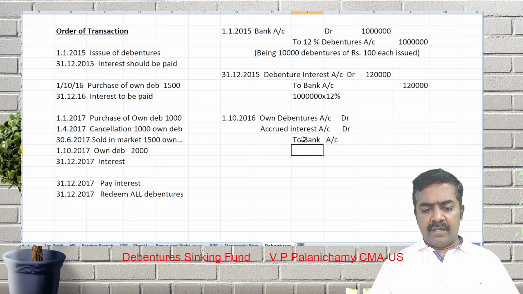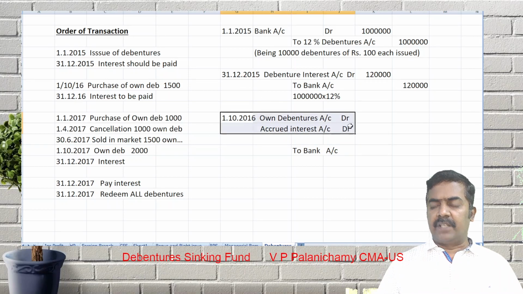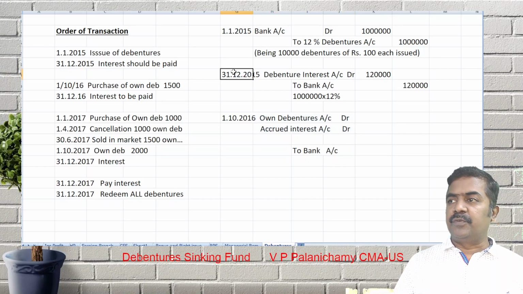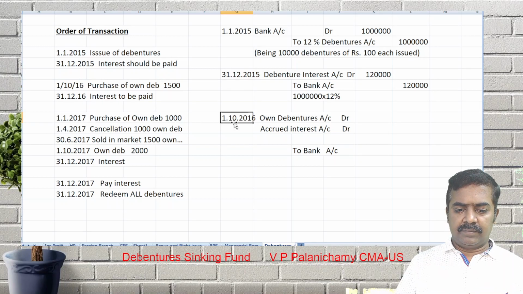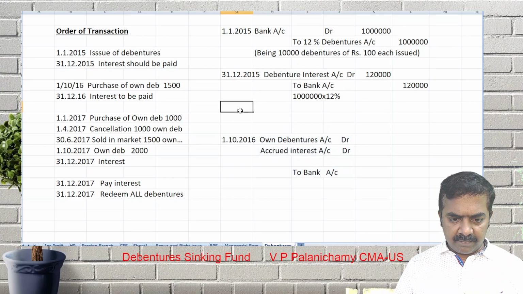What will be the accrued interest? How many months of interest do we have to pay? Before the own debentures are purchased, the interest was last paid on 31st December 2015. We are buying on 1/10/2016. So how many months later are we buying? 9 months. Maybe one more entry will come here, the entry transferring to P&L account.